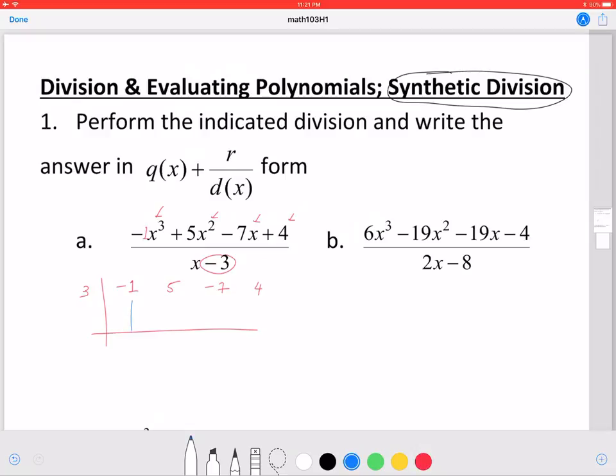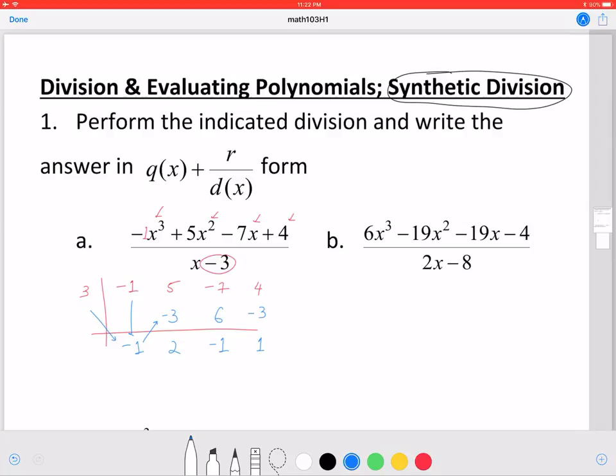First, this -1 comes straight down. We multiply 3 times -1, which is -3. We write it up here, and then we add 5. 5 plus -3 is 2. 3 times 2 is 6, and we just repeat the process. -7 plus 6 is -1. 3 times -1 is -3. 4 plus -3 is 1. And that's it, we are done here.